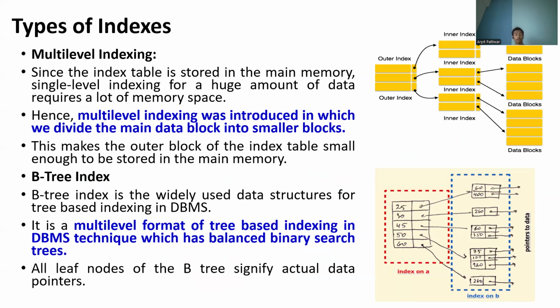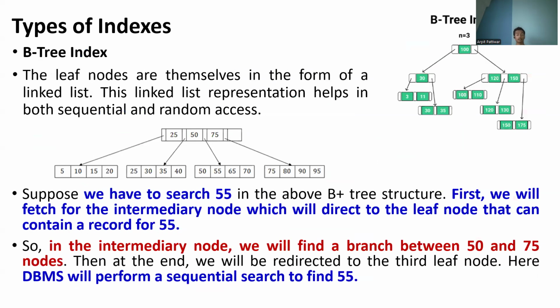Similarly, there are multi-level indexing and B+ tree index. The leaf nodes link themselves in the form of a linked list. This linked list representation helps in both sequential and random access. Suppose we have to search for 55 in the above B+ tree. We will fetch the intermediate node, which will direct us to the leaf node that can contain a record for 55. In the intermediate node we will find the branch between 50 and 75. Then at the end we will be redirected to the leaf node.